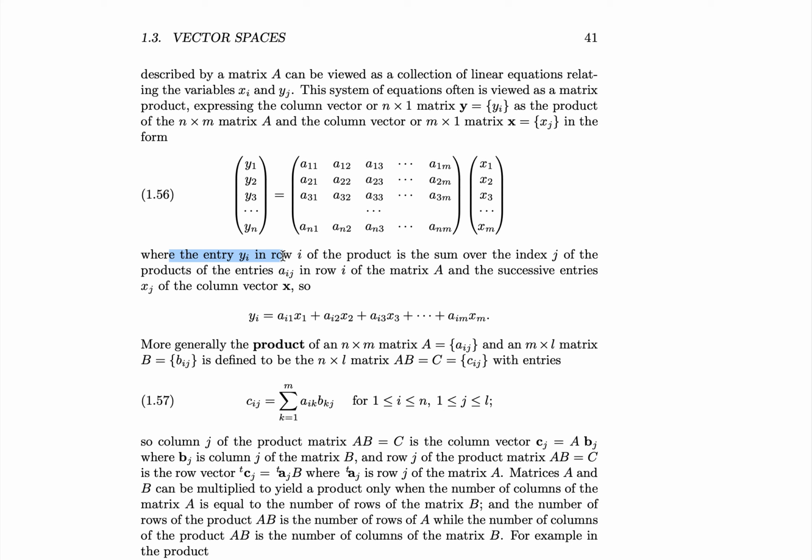And as I mentioned, the yi-th term in this product is the sum over the index j of the entries aij in row i of the matrix A, and each of the successive entries xj. So you write yi is equal to ai1 times x1 plus ai2 times x2 plus ... up to aim times xm.